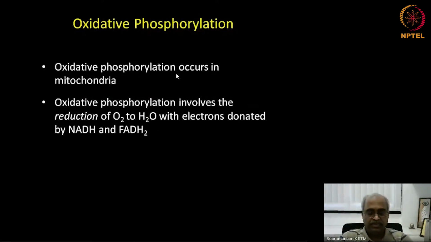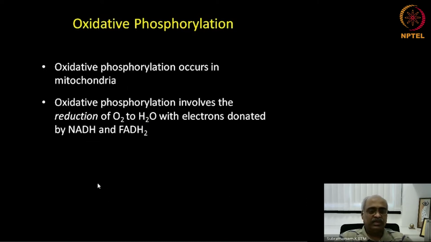What it means is, as these reduced electron carriers get oxidized, the free energy liberated from that is used for phosphorylating ADP into ATP. So the oxidation is coupled to phosphorylation, and that is where the term oxidative phosphorylation comes from. This process happens in mitochondria, and as I mentioned in the last class or the one before, this was discovered by the author of this book, Albert Lehninger, and another scientist by name Eugene Kennedy.